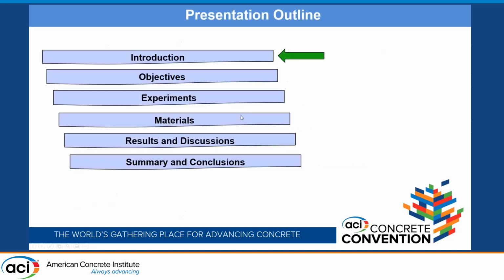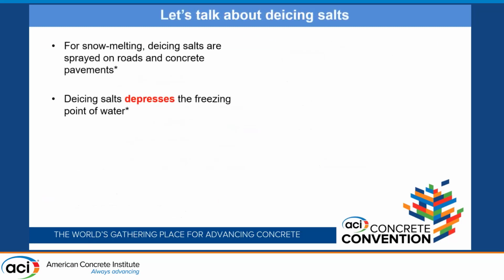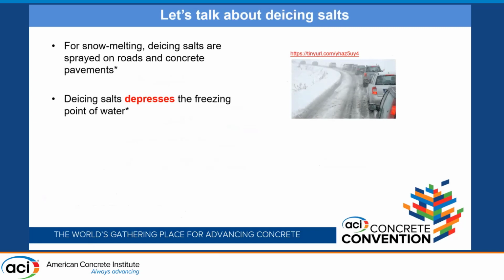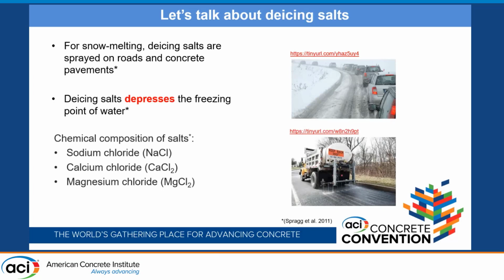All right, so let's start with the introductory facts and talk about de-icing salts. For snow melting, de-icing salts are sprayed on roads and concrete pavements. Basically, what happens is the de-icing salt depresses the freezing point of water, which prevents snow formation on road surfaces and concrete pavements. The chemical composition of the salts usually includes sodium chloride, calcium chloride, and magnesium chloride, and they are usually sprayed by trucks on surfaces before a snowfall event occurs.